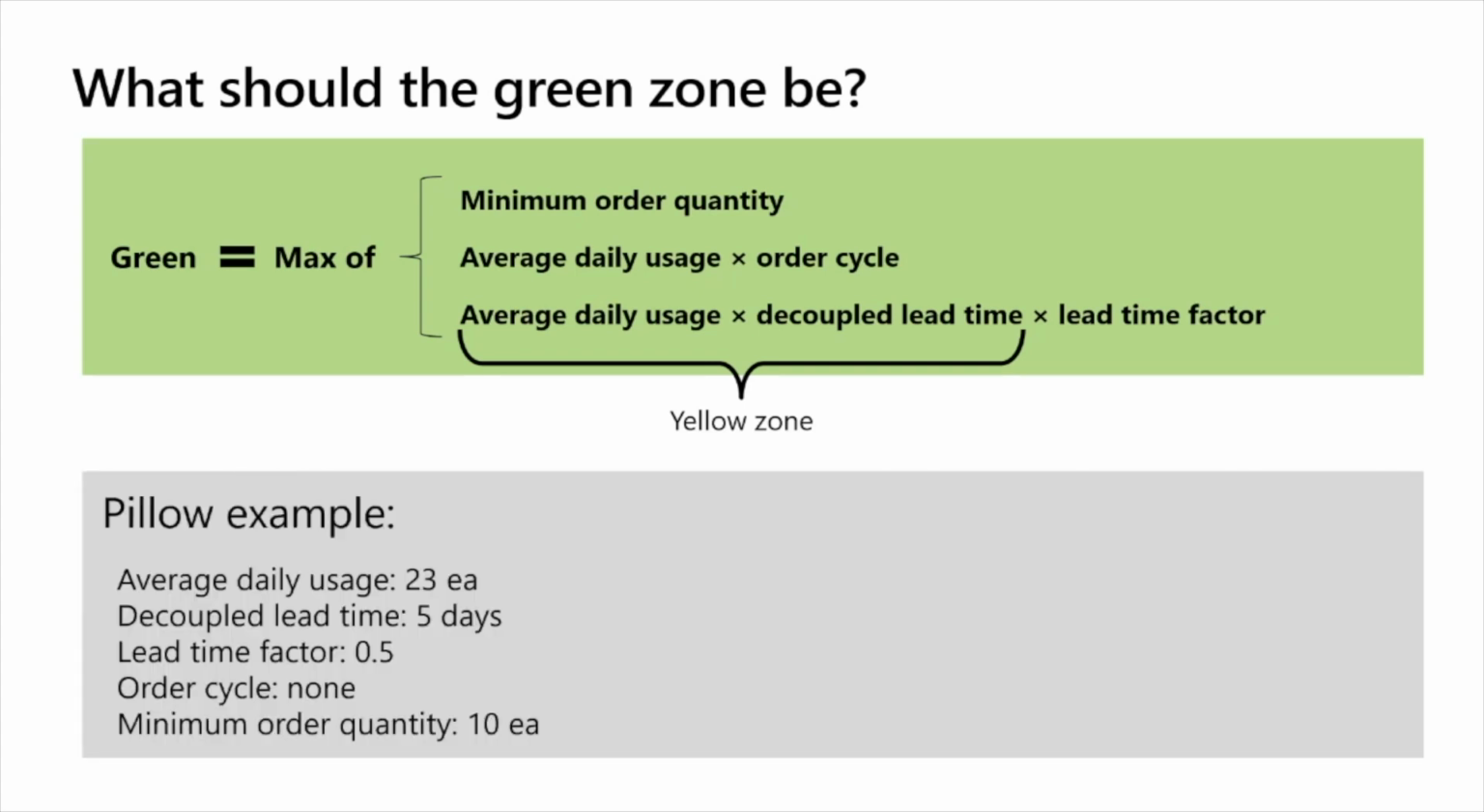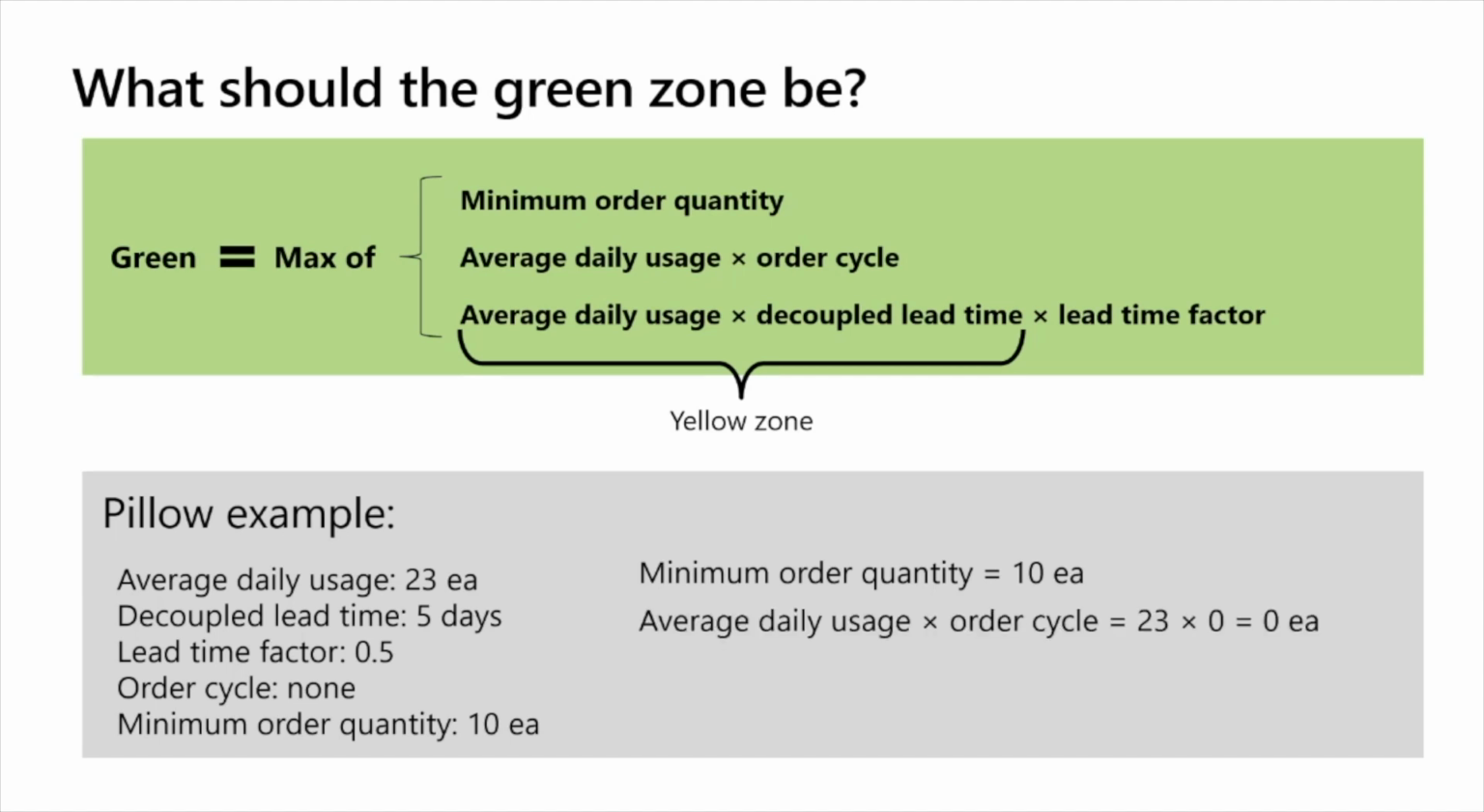If we look at our data for the pillow when we calculate the green zone, we'll assume that there's no order cycle, which means we don't have any time constraints around how frequently we order, and we'll use our minimum order quantity of 10 eaches. So our first option for what the green zone could be would be the minimum order quantity, which, as we just said, would be 10 eaches. Our second option is the 23 eaches of the average daily usage times the order cycle, which is 0. So this option would result in a green zone of 0. And our third option is to take the yellow zone times the lead time factor, which gives us a result of 57.5 eaches.